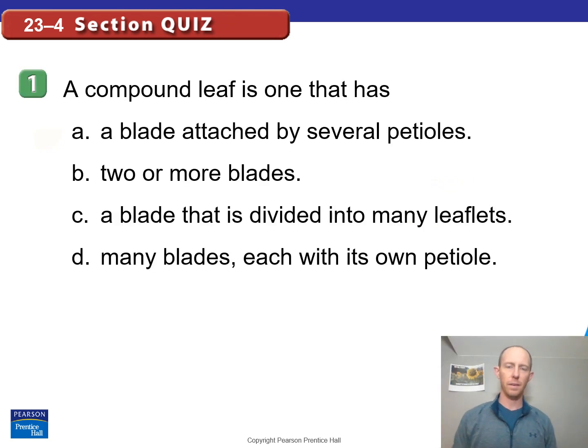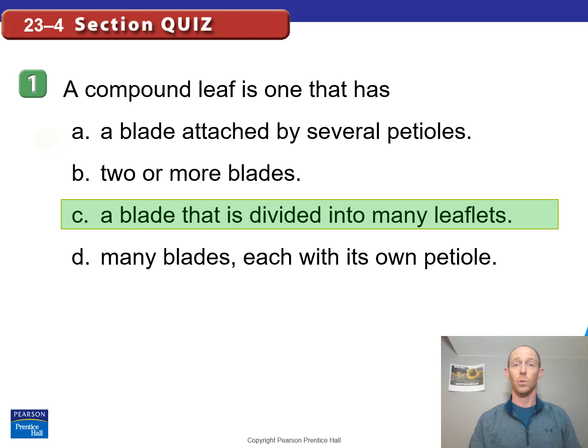All right, compound leaves. Which one of these best describes a compound leaf? A blade with many petioles, 2 or more blades, a blade that's divided into leaflets, many blades, each with its own petiole. What do you think? Okay, let's go with C. That's the one you always guess anyways. So lots of leaflets. Of course, they all have their own petioles too. So it's one petiole attached as a blade, but there are leaflets attached by petioles too. This is why A is wrong. So mini petioles, basically.